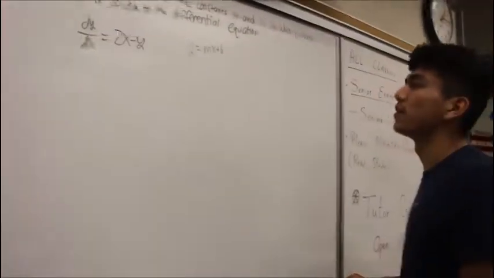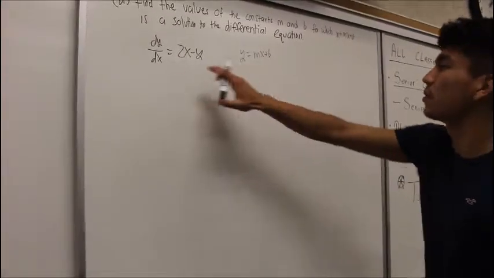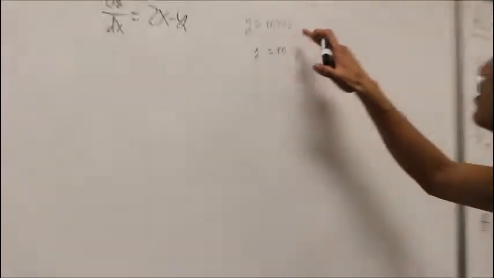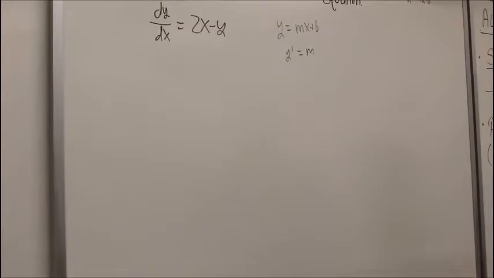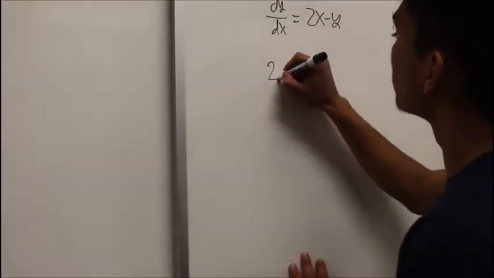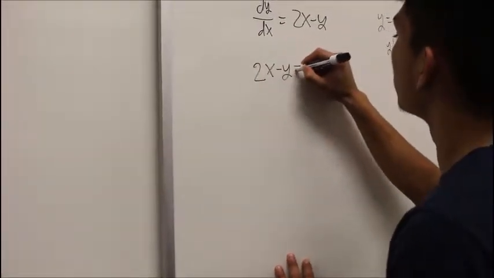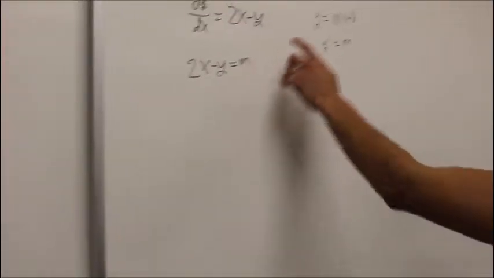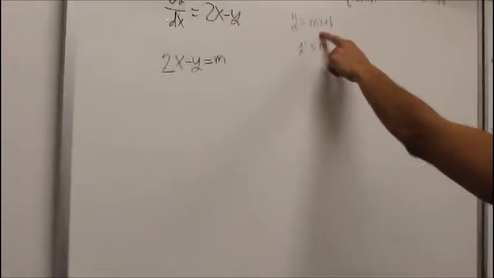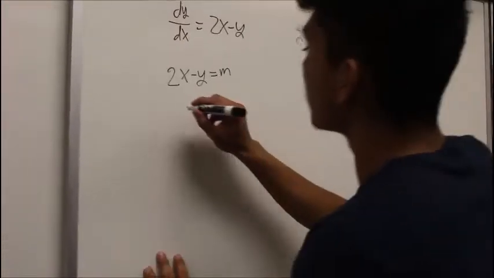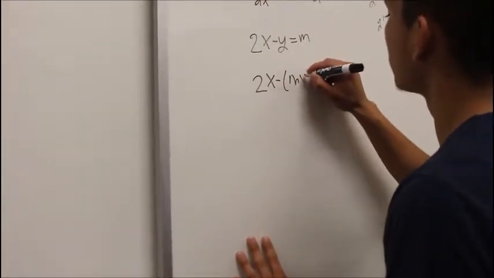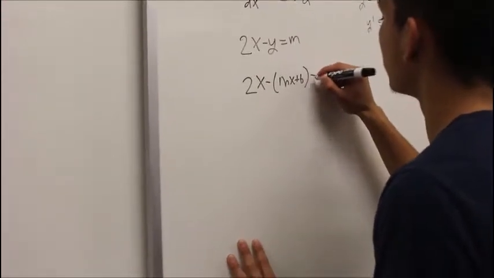In order to find that solution, we must take the derivative of this to be able to equate it to this. So the derivative of y equals mx plus b is simply m, because b is a constant. So now we have 2x minus y is equal to m, right? At this point, since y is actually mx plus b, we're going to plug in y equals mx plus b for that y. So what we end up getting is 2x minus (mx plus b) is equal to m.